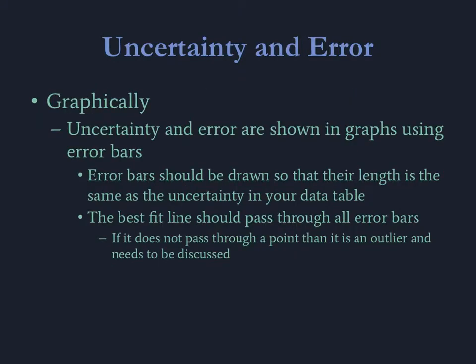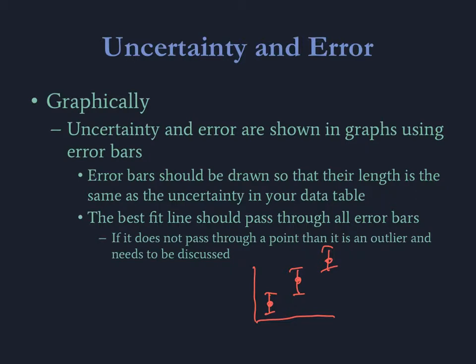When we're creating graphs, and we'll be creating many graphs this year, graphs are a great way to show our data, to show our relationships. We're going to use error bars to indicate our uncertainty, and we'll talk about how to do that using Logger Pro. But on our graphs, our error bars will look like this. And that tells us the uncertainty in each data point.